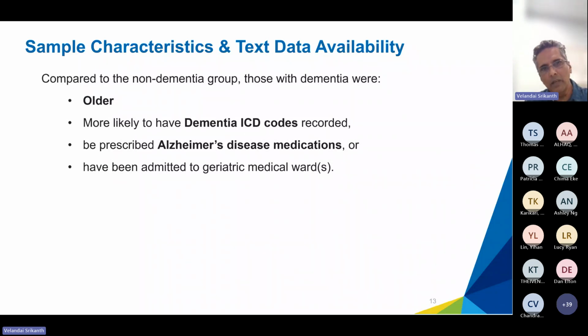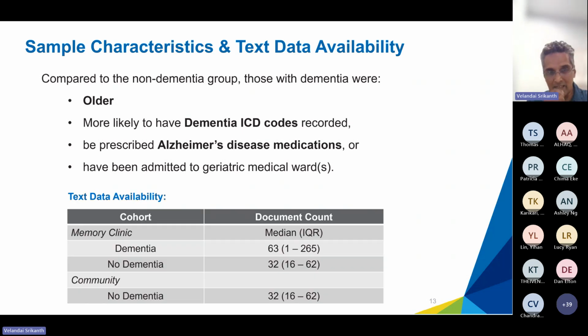They were older, they were more likely to have dementia ICD codes recorded, more likely to be prescribed the disease medications for Alzheimer's disease, and more likely to be admitted to the kind of wards that you'd expect people with dementia to go to. With regards to text data availability, I think per person, the median document count in the dementia group was about 63, indicating that they were more likely to be hospitalized and have more records. And in the no dementia group, we had slightly less. For the community group, we had a similar number of document counts per person as compared with those with no dementia.